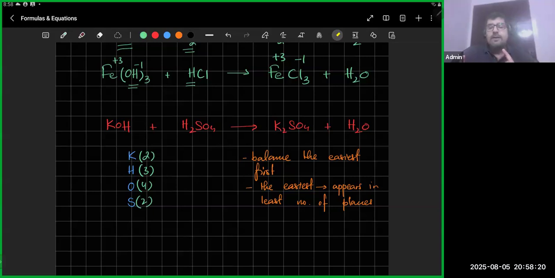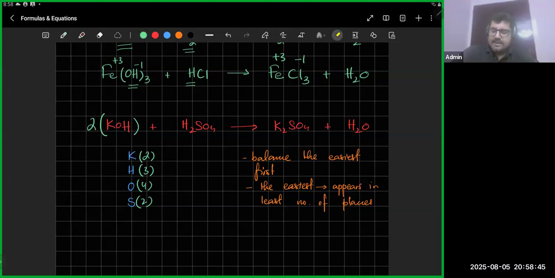Now, once you make the formulas, you can't change the formula. You can't change this into H2SO5. The formula is fixed. The only thing you can do is multiply it by a certain number, that's it. So potassium is 2 over here, so that's easy. I just need to multiply potassium by 2. That basically means the whole thing gets multiplied by 2.